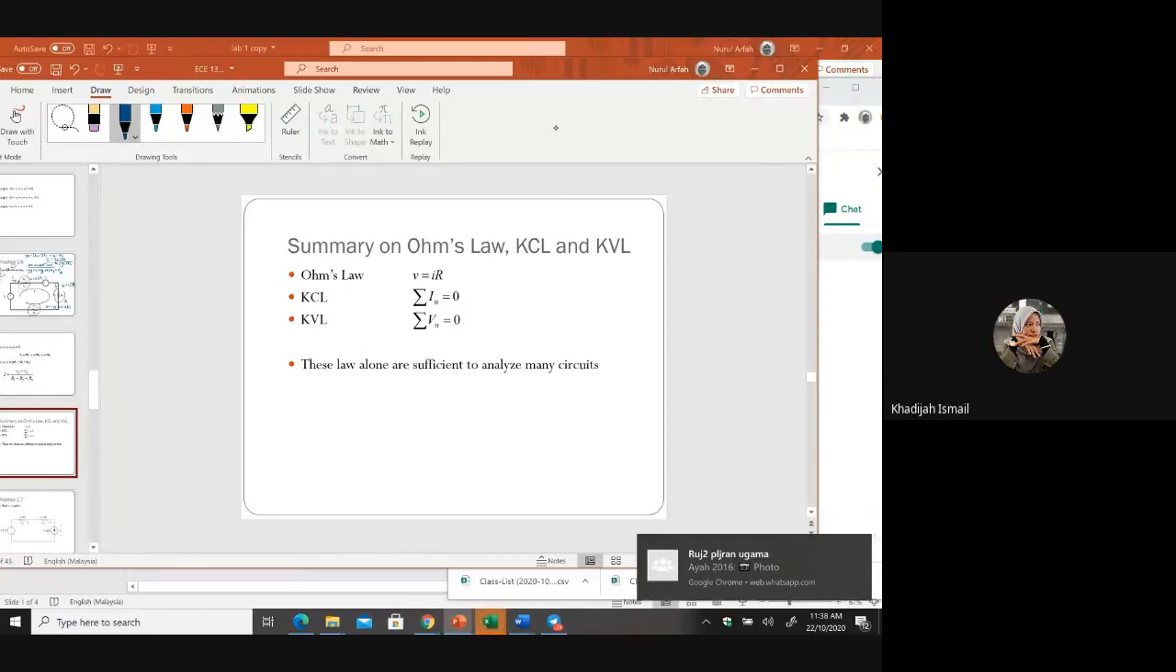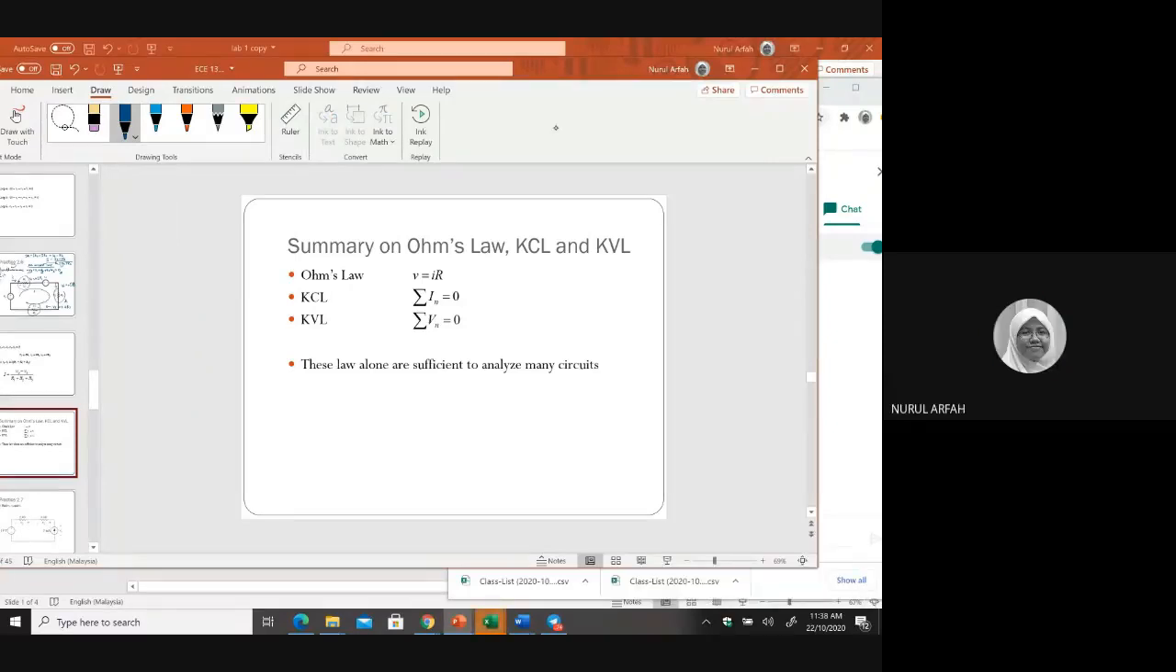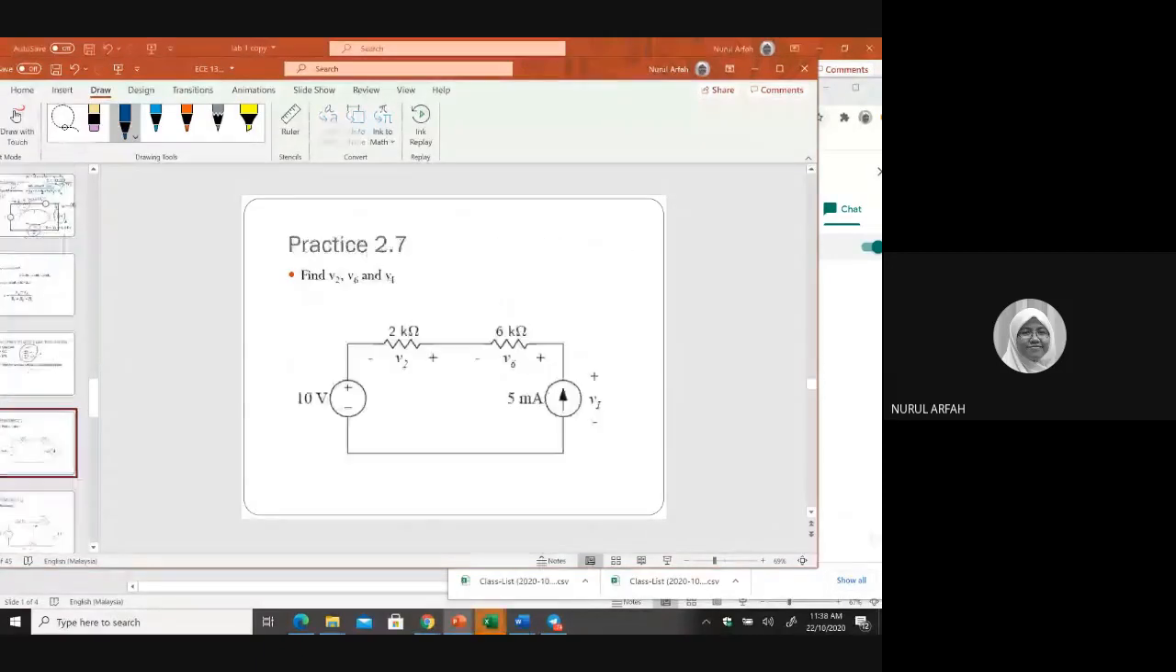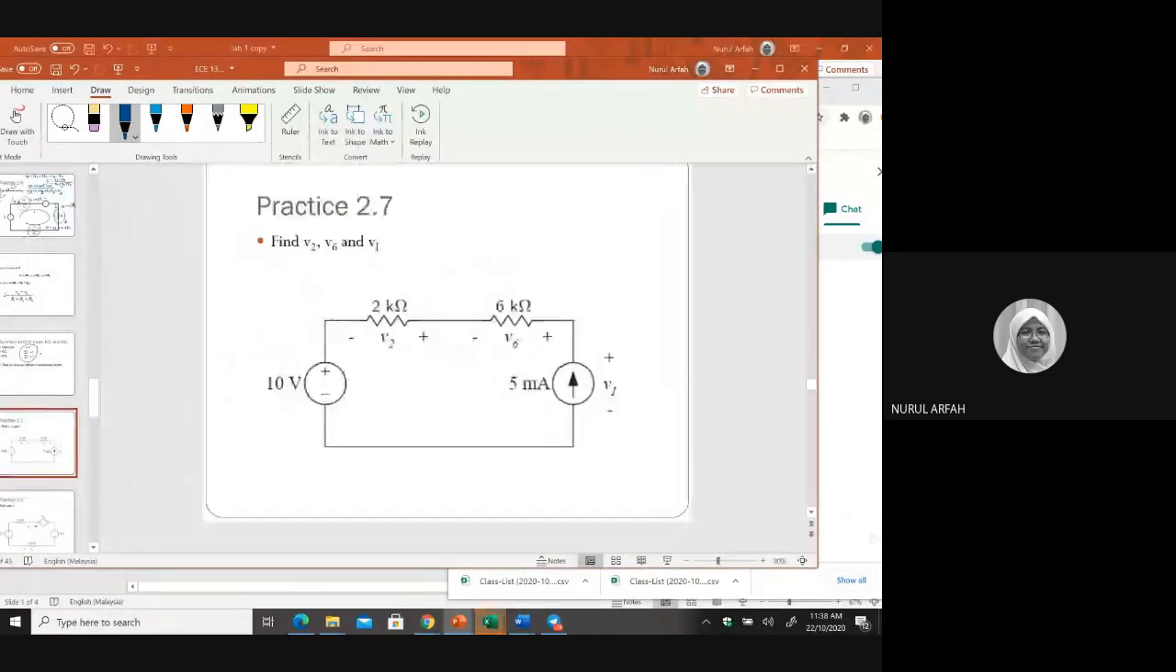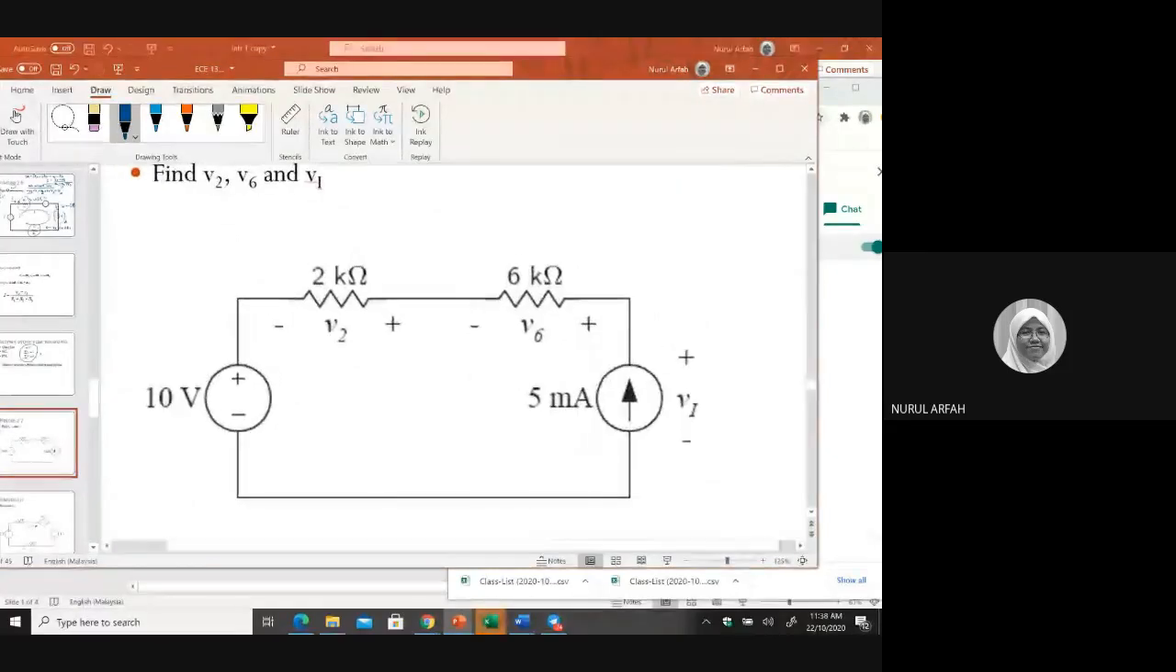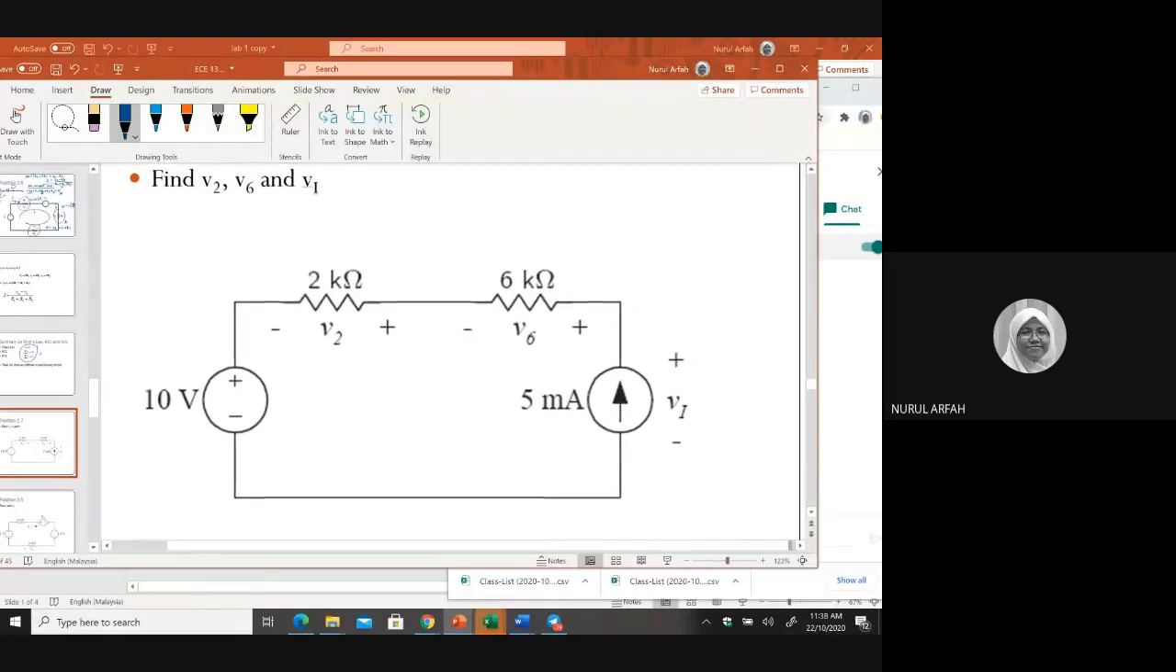So in summary, these three alone are sufficient to analyze many circuits. You just apply KVL, KCL, and Ohm's law, and you can get the answer, as long as you observe the passive sign convention. All right, now you need to find V2, V6, and VI.